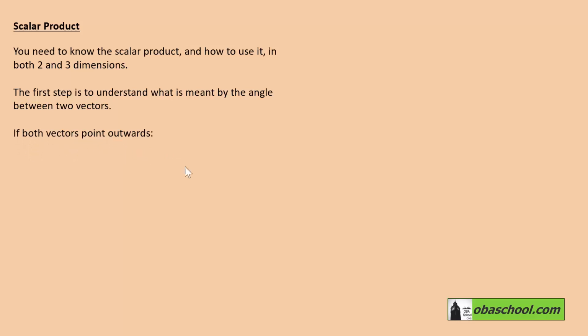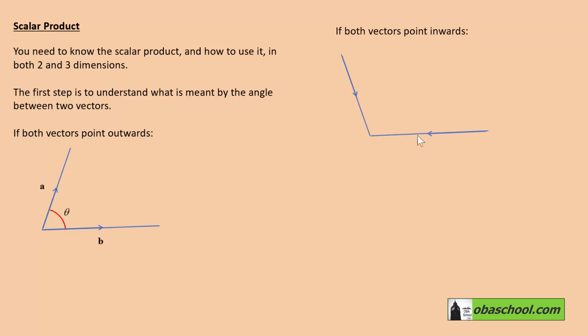If both vectors point outwards, so here we have a point with both of the vectors going outwards from that point, then this is the angle theta between the vectors A and B. If both vectors point inwards, so here's a point and both vectors are coming in there, then this is the angle between A and B.